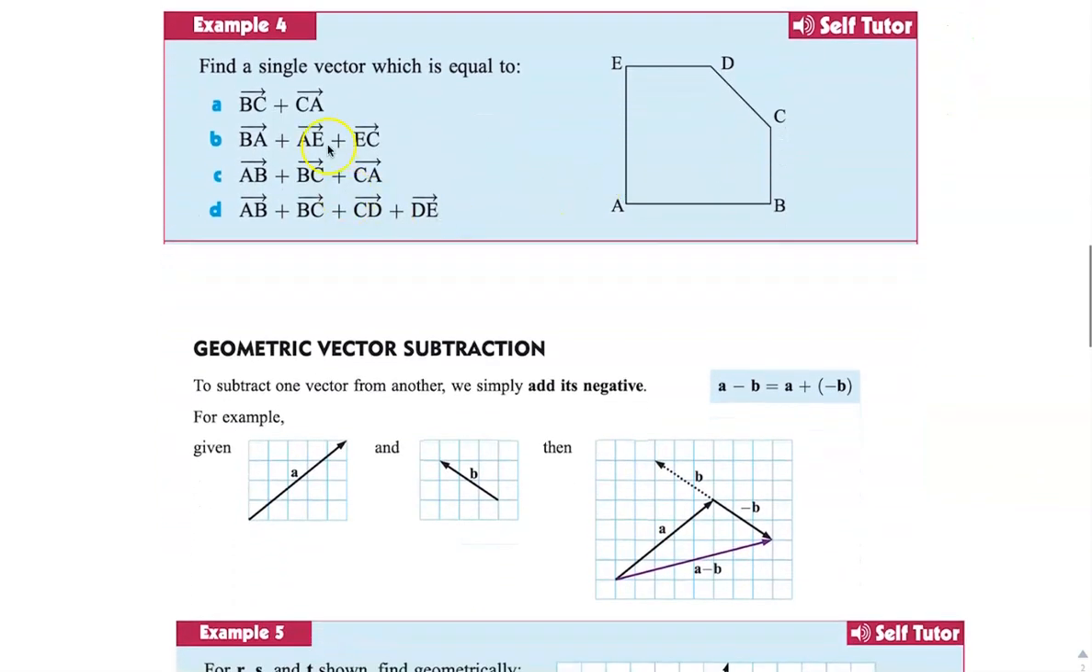So this is what's going on here. They want us to add these vectors up. Let's see what we get. So look at this one: BC plus BA plus CA. Well, the middle two connect, so we just get BA.